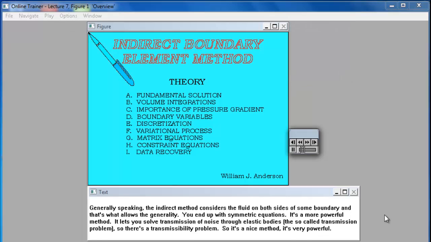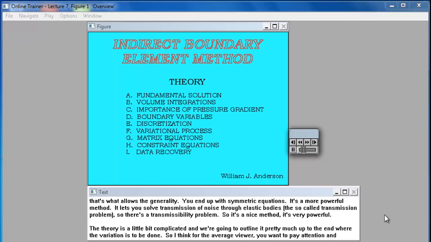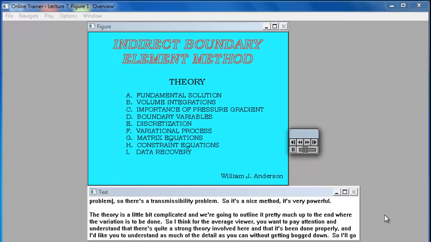Generally speaking, the indirect method considers the fluid on both sides of some boundary, and that's what allows the generality. You end up with symmetric equations. It's a more powerful method. It lets you solve transmission of noise through elastic bodies, the so-called transmission problem, or transmissibility problem. So it's a nice method.